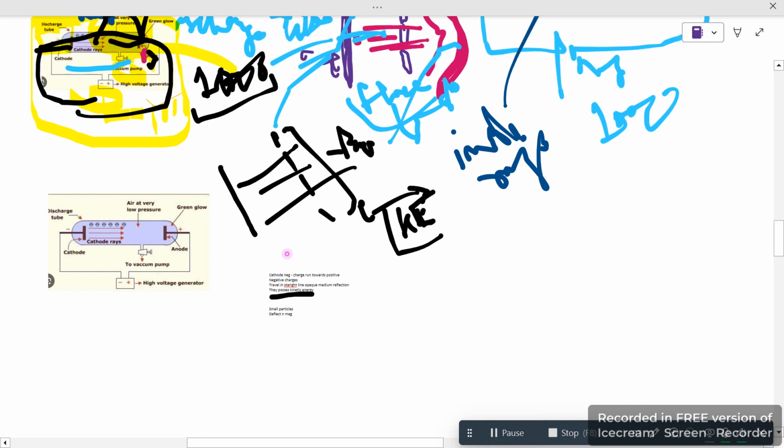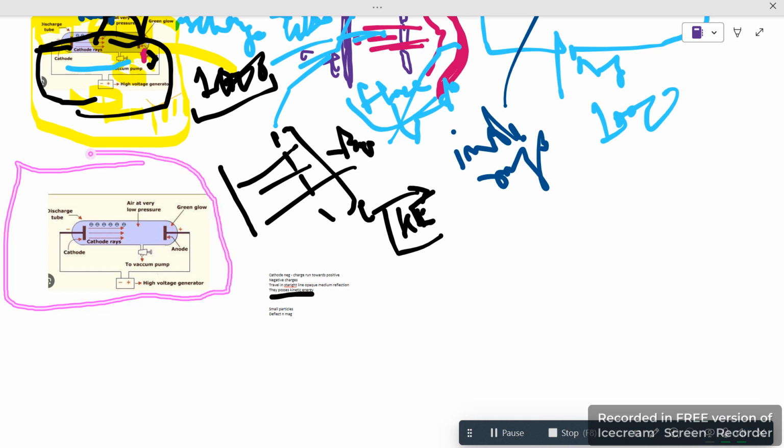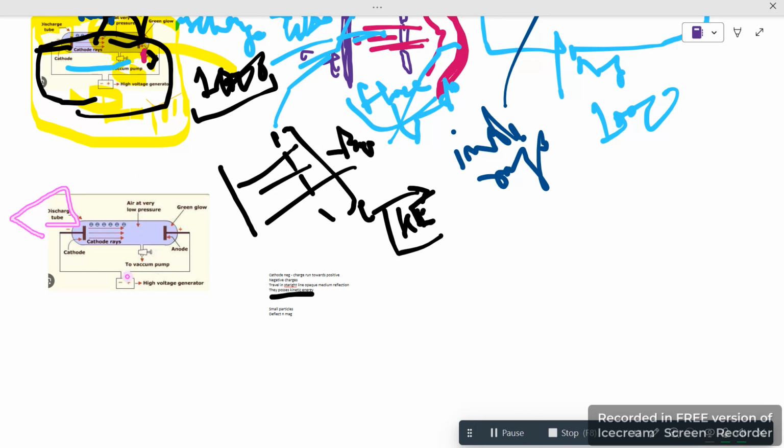Okay, so we were discussing the discovery of the electron. This is a complete picture of the discharge tube, attached to the high voltage we provide, which would be 1000 volts. Inside we give a very low pressure, 10 power minus 3. Then these are the cathode and the anode: the cathode is the negative charge and the anode is the positive charge.